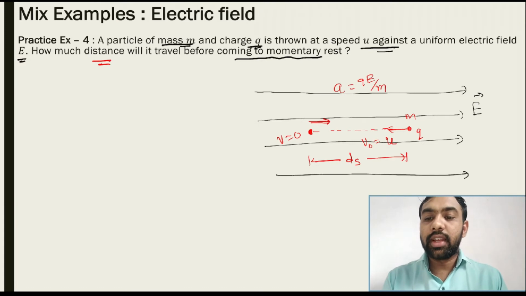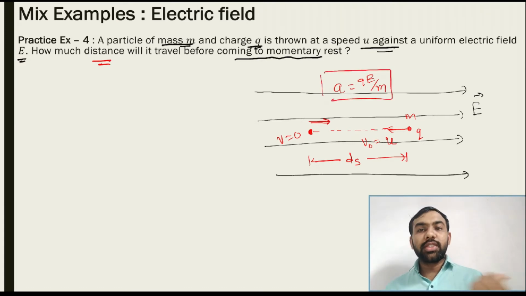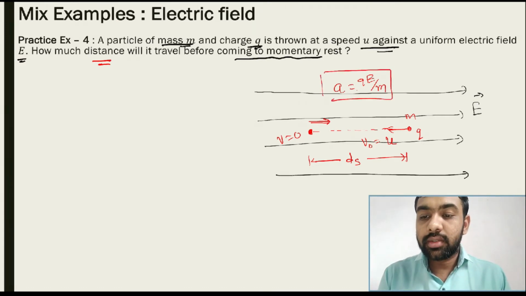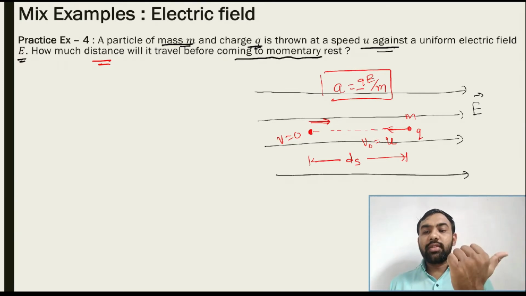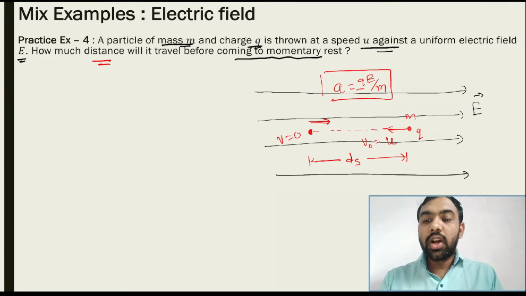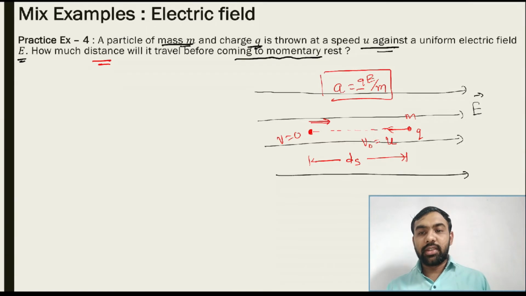QE by m, so that is the acceleration, and in the opposite direction, so minus. The motion is in the left, otherwise you consider that the acceleration is in the opposite direction, because if the charged particle is moving towards the left, then acceleration is towards the right. Okay, so it's minus q by m.